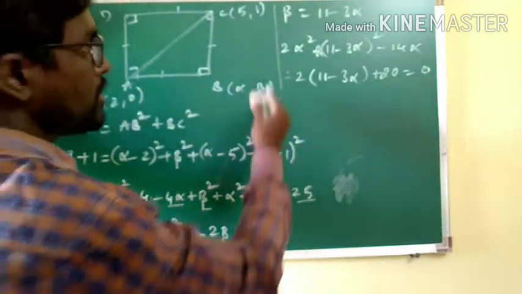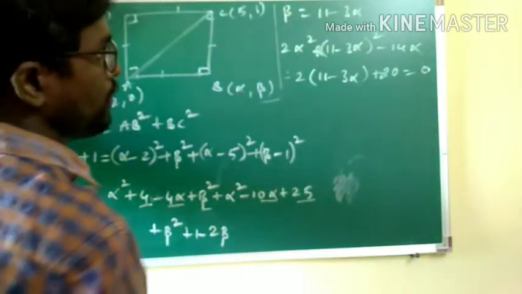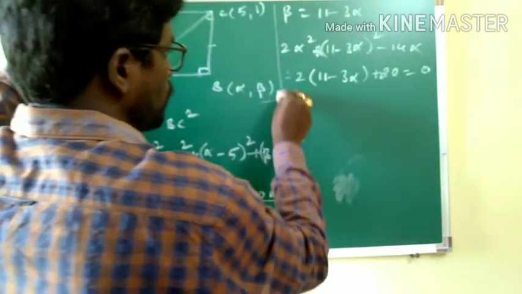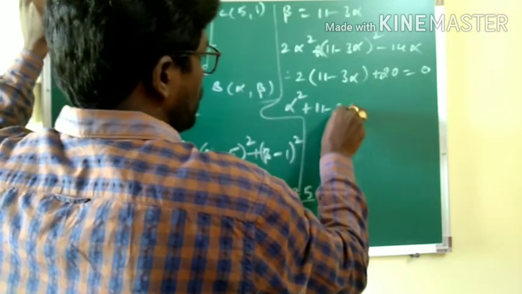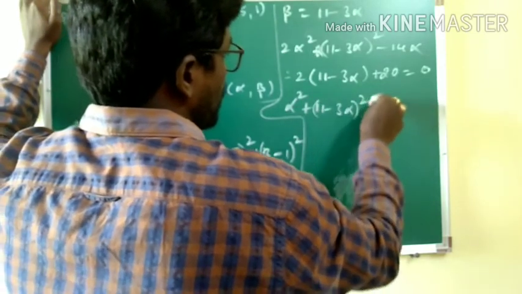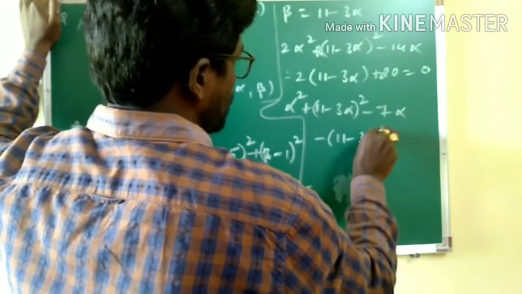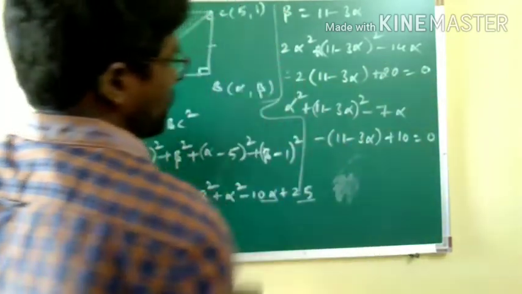So now on simplifying this entire scenario, what will we get? We'll be getting the alpha value. In every case we have 2 as a common factor, so just take it out, so that you will be getting alpha square plus 11 minus 3 alpha whole square minus 7 alpha minus of 11 minus 3 alpha plus 10 is equal to 0, because 2 is a common factor.